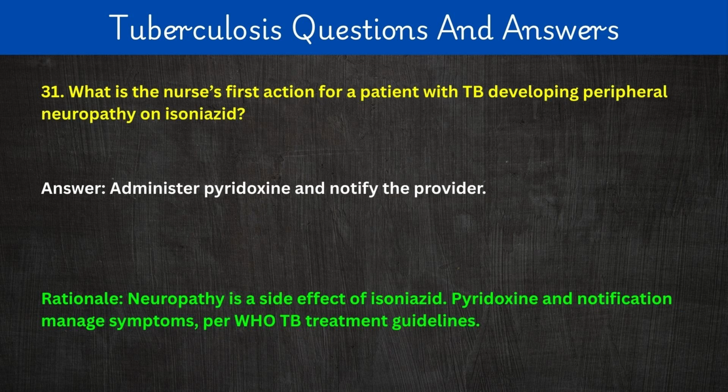31. What is the nurse's first action for a patient with TB developing peripheral neuropathy on isoniazid? Answer: administer pyridoxine and notify the provider. Rationale: neuropathy is a side effect of isoniazid. Pyridoxine and notification manage symptoms, per WHO TB treatment guidelines.